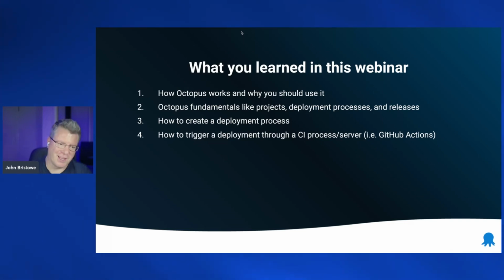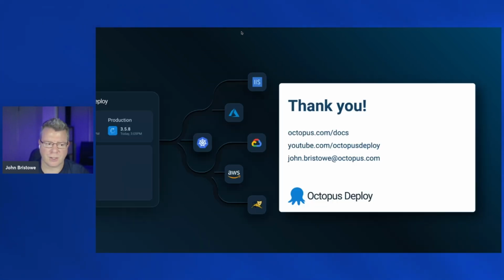So hopefully, you've learned all these concepts in this webinar, how Octopus works and why you should use it. The fundamental concepts we talked about, things like projects, deployment processes, steps, releases, etc. I showed you how to create a deployment process, and I just showed you how you would trigger that deployment through a CI process in the case of GitHub Actions.